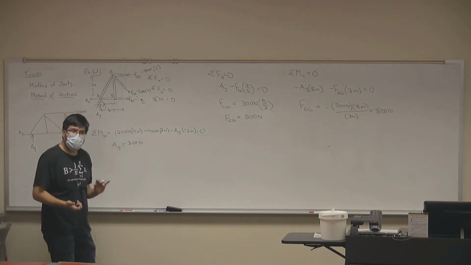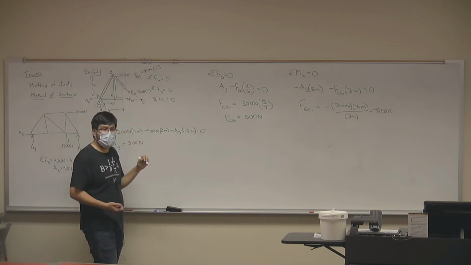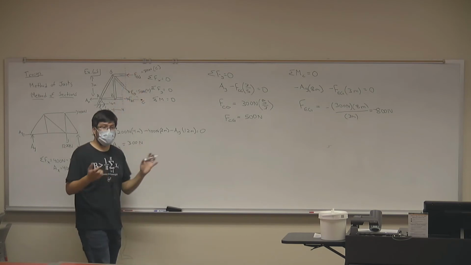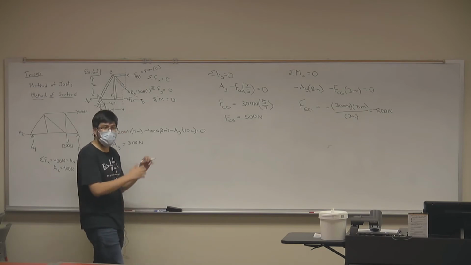Two ways you can handle this. You can leave your arrow the way it is and just write this as a negative value, or you can change the direction of your arrow and write it as a positive value. But be careful, whatever you do, you have to be consistent so that it doesn't mess up your other calculations.